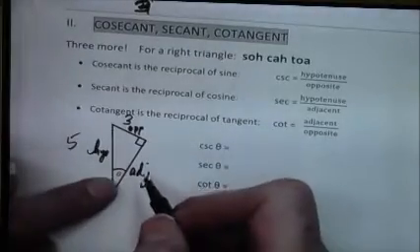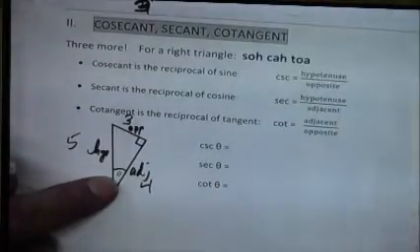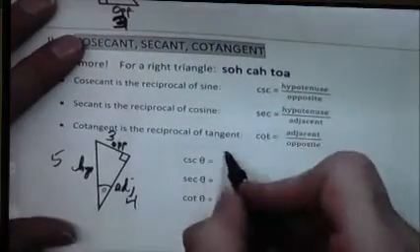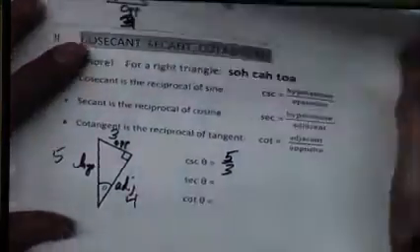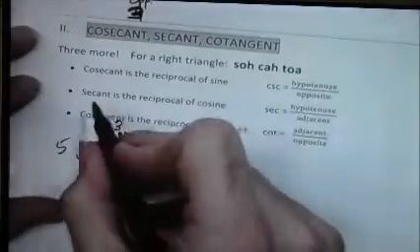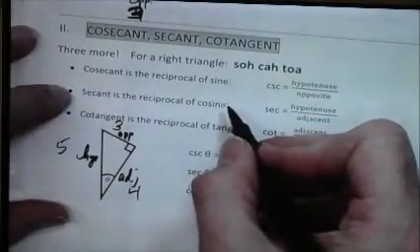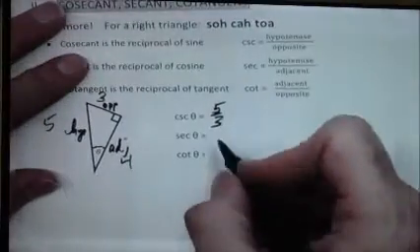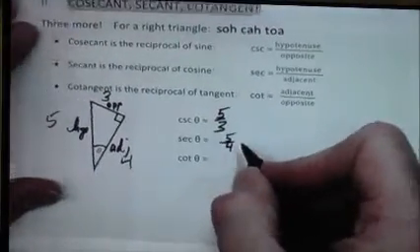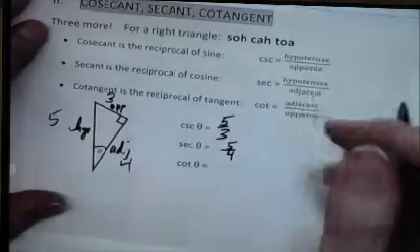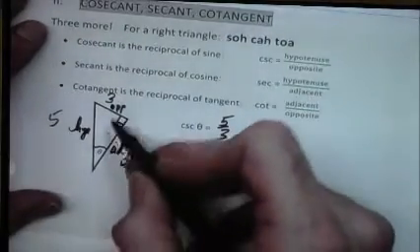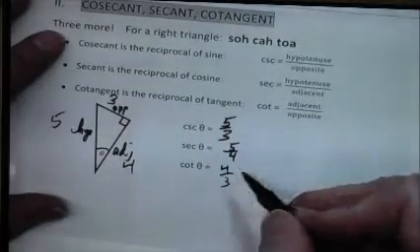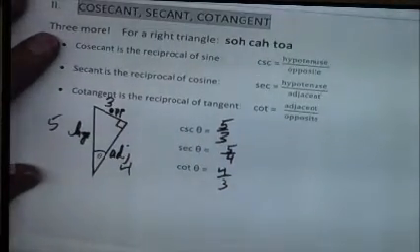For the cosecant, I can remember hypotenuse over opposite, or I can just go to the sine and switch it and make it 5 over 3. For the secant, you have to memorize that it's the reciprocal of the cosine. So I'm going to go to the cosine and just flip it and make it 5 over 4. And the cotangent is the reciprocal of the tangent. So when the tangent of this was 3 over 4, that means it's going to be 4 over 3. Just simply switching.